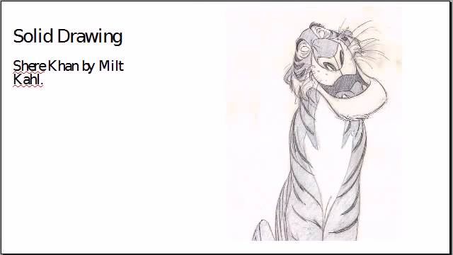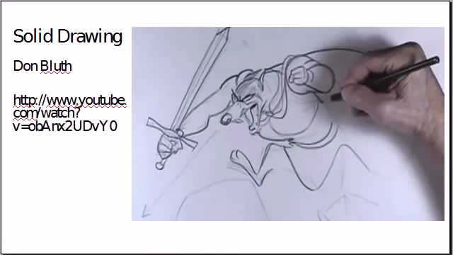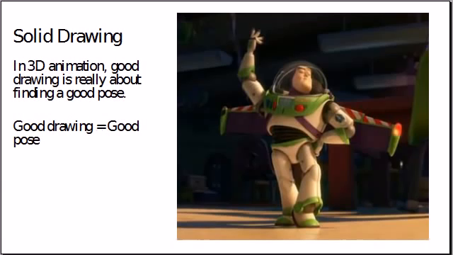Now we come on to solid drawing. Solid drawing is, of course, with CG animation, there's not so much drawing involved anymore. But nonetheless, CG animation still involves getting great poses. So nowadays, when we think of a really good drawing, what we really mean is a really great pose. Don Bluth is very, very good on finding nice poses. There's some great videos by the great animator Don Bluth where he talks about how to get really, really nice poses. You can find those on YouTube.